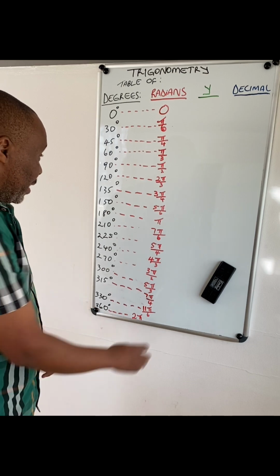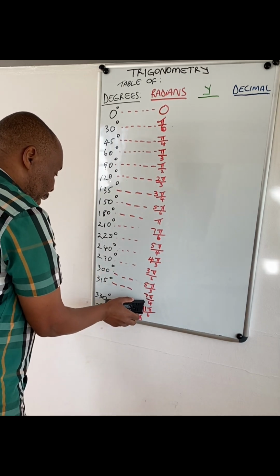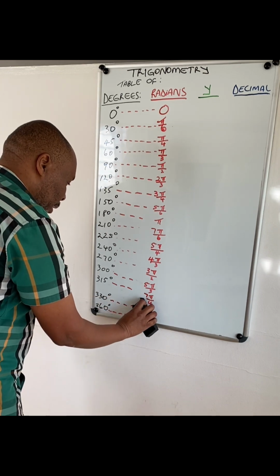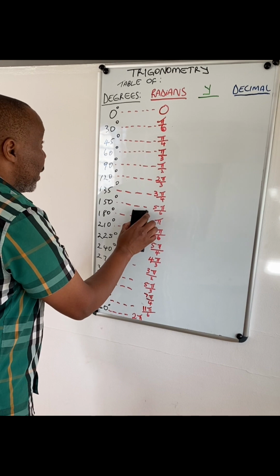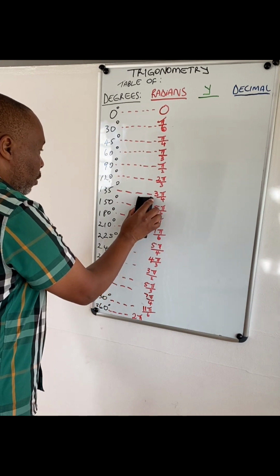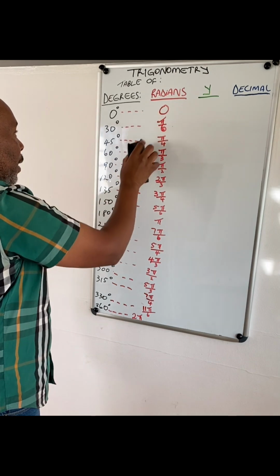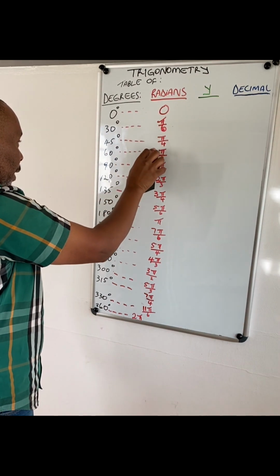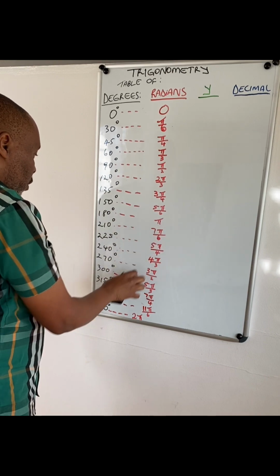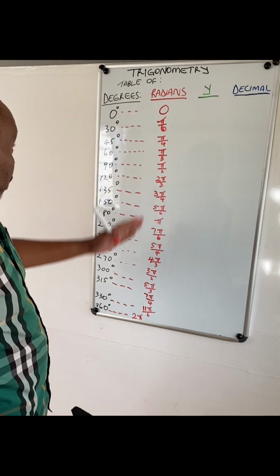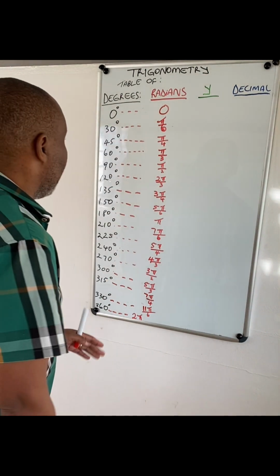This is not a minus. It's just my way of putting it straight. Let me wipe it off before we say it's negative. It's not negative. I'm not putting it in any negative format. I just want to put it in radians.